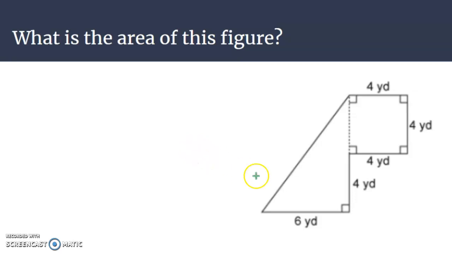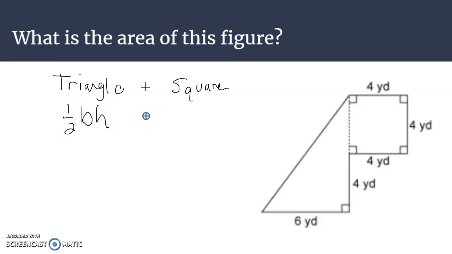The area of this figure looks like we have a triangle combined with a square. So finding the area of this combined figure would mean finding the area of the triangle plus the square. Triangle formula is 1/2 base times height, whereas the square is a little bit easier in that we just have to find the side of the square and square it.